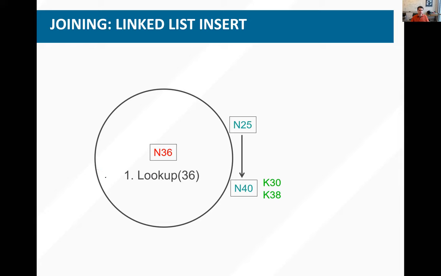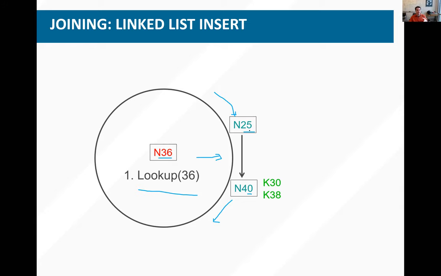So in this particular picture, we have a part of the ring that we're going to demonstrate right here. We've got two nodes in a row: node 25 and node 40. We are going to look up our own identifier. So we're going to basically hash our own IP address or whatever, and that gives us an identifier of 36. So we now know that we need to insert ourselves into this ring at position 36.